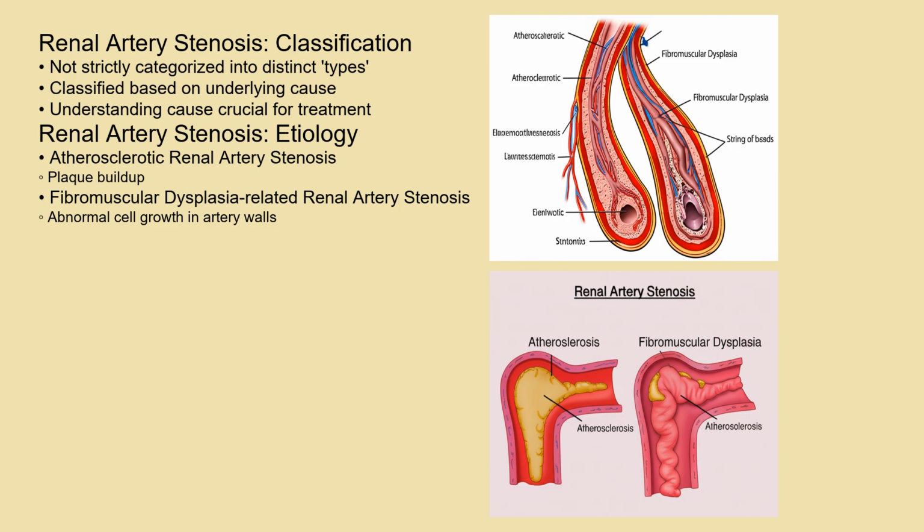While not strictly categorized into distinct types, renal artery stenosis is generally classified based on its underlying cause: atherosclerotic renal artery stenosis, caused by plaque buildup, and fibromuscular dysplasia related renal artery stenosis, caused by abnormal cell growth in the artery walls. Understanding the underlying cause is crucial for determining the best course of treatment.